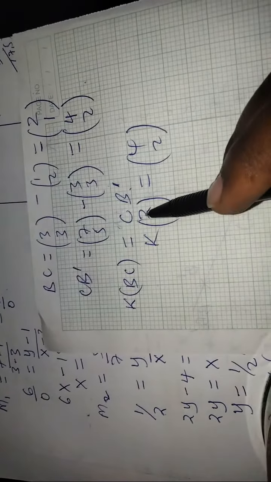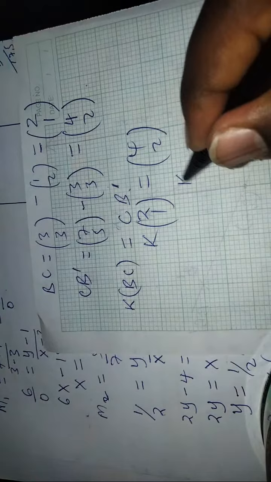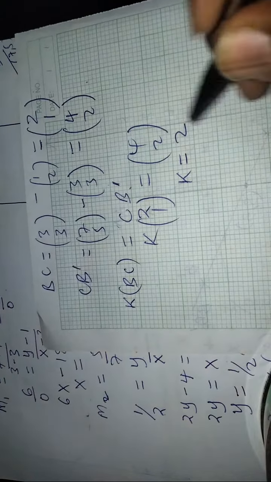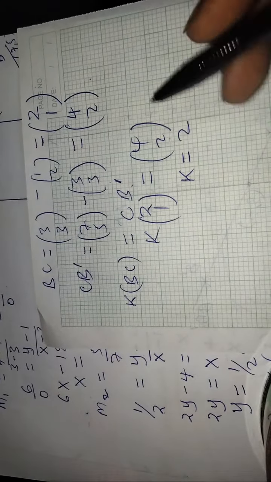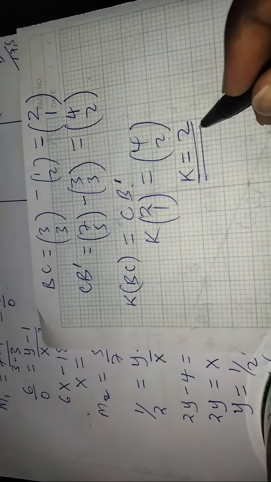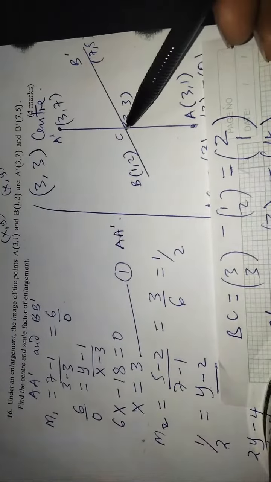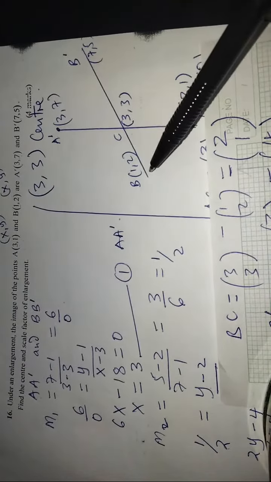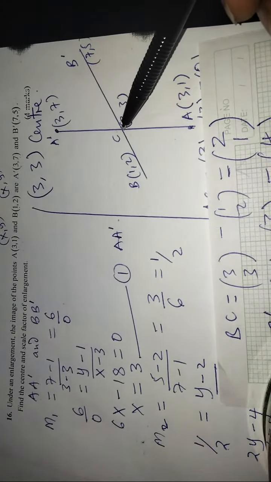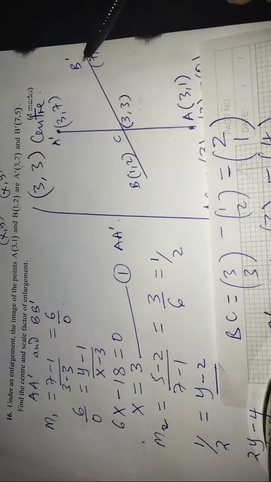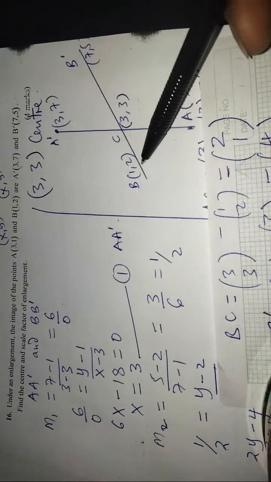Therefore, when we take 2K equals 4, we conclude that the value of K is 2. When we take K again, according to the Y component, we also have K being equal to 2. Therefore, the length is twice. This length is twice the first length from BC, then CB prime. The length here is twice this one.